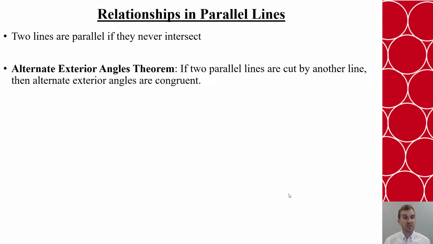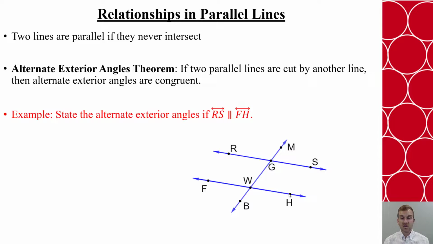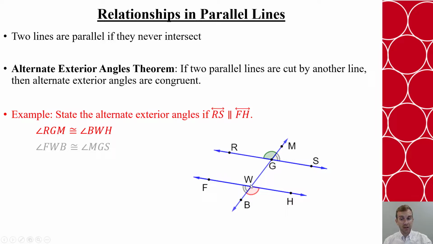Another relationship is that the alternate exterior angles will be congruent if the lines are parallel. So let's look at the same image. Alternate exterior means on the outside and on opposite sides of that line cutting, or the line that's called the transversal. So here that would be RGM and BWH, or it would be FWB and MGS.